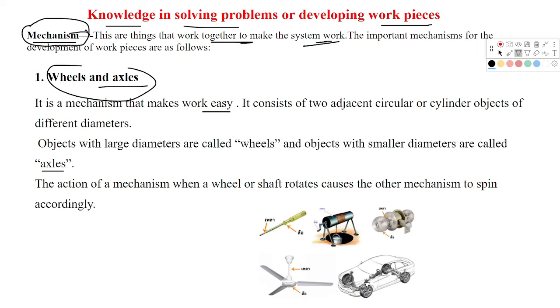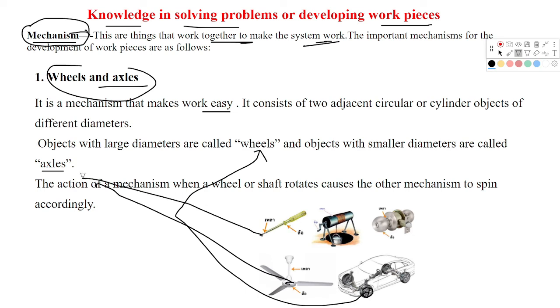So you understand. This one over here has a big diameter, so these ones we call wheels. The ones with a small diameter, like this one over here, we call axles. The action of the mechanism is that when a wheel or shaft rotates, it causes the other to spin accordingly. So these are wheels and axles. Now that's number one.